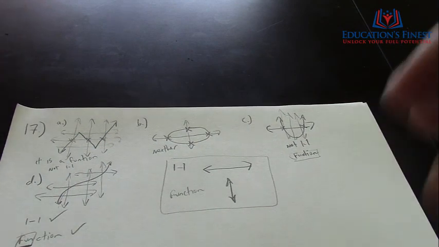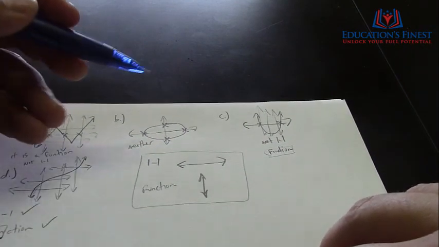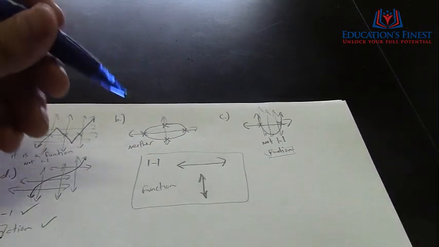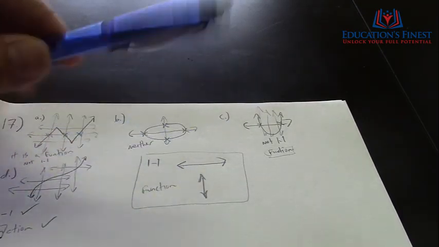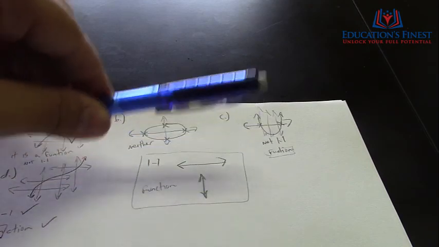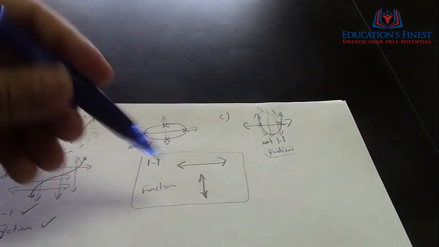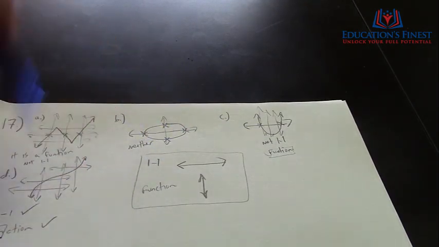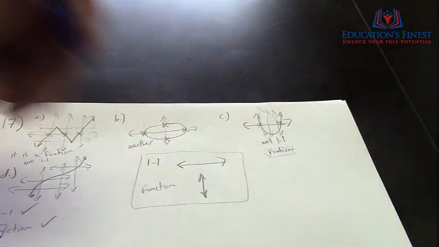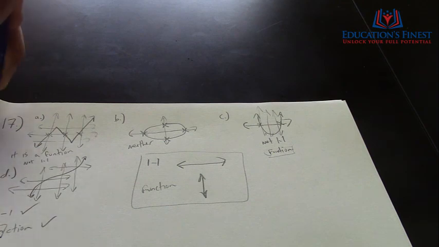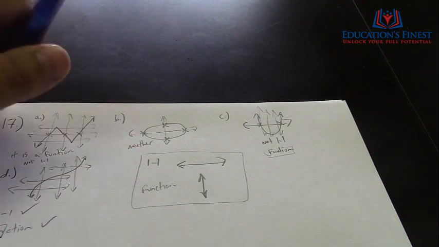Alright, anyways, that's it. So in order to determine if it's a 1 to 1 function, you just do the horizontal line test. You just imagine horizontal lines going through it. And for a function, you just check the vertical line test. So you just check up and down and see if your graph hits more than once. If it does not, then it's a function.